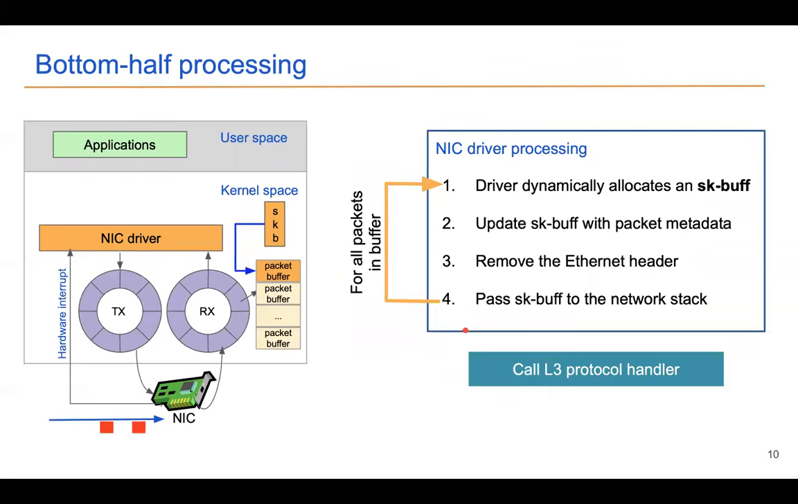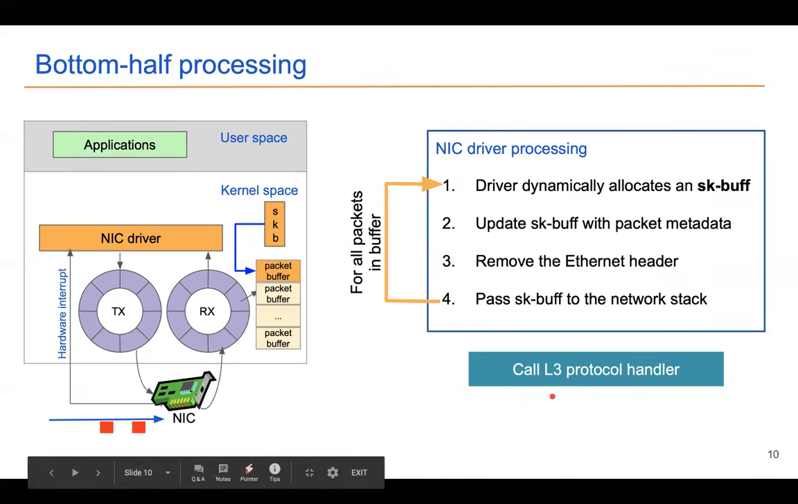Let's continue with bottom half processing. The allocated SK buff is updated with the packet metadata. The Ethernet header is removed and the SK buff structure is passed to the network stack. This process is repeated for all the packets in the buffer. Finally, the layer 3 protocol handler is called.